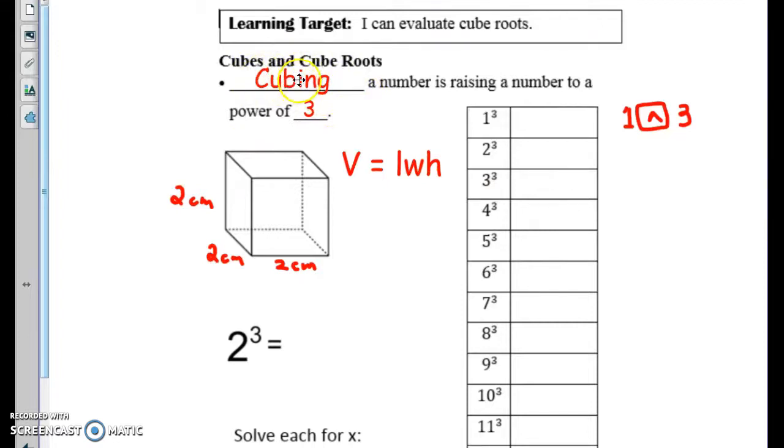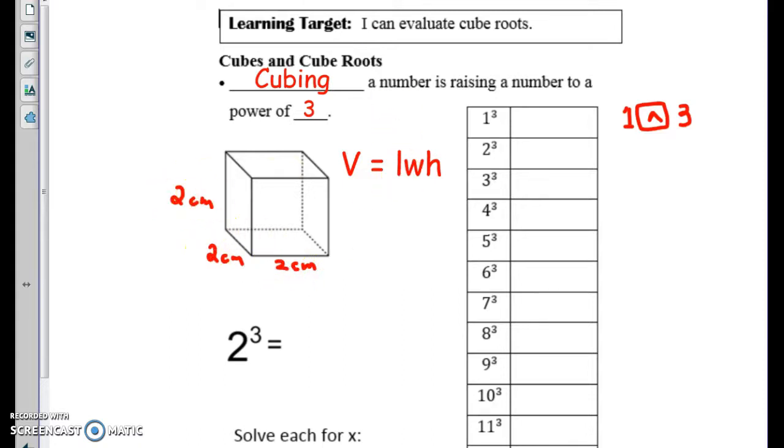We need to know that cubing a number means that we are raising a number to a power of 3. So this is what it would look like. For example, if we were to find the volume of this 3D prism that has a length, width, and height, because it's a cube, remember, cubes have the same dimension for their length, width, and their height. So we would just be multiplying 2 times 2 times 2.